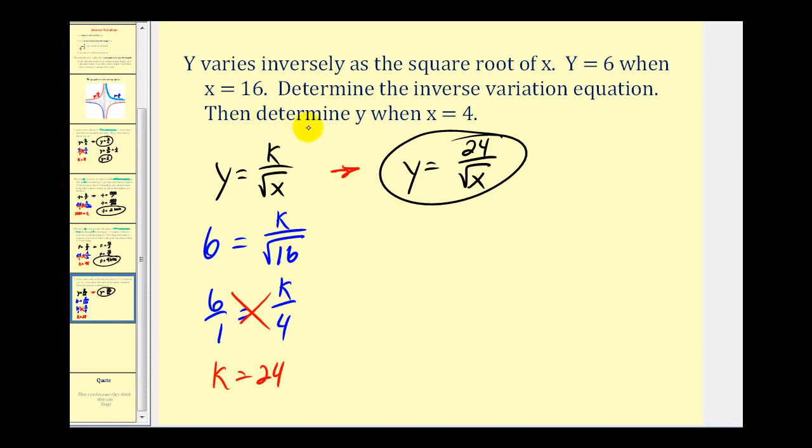And then lastly, we want to determine y when x equals 4. So again, we'll just perform substitution. y equals 24 divided by the square root of 4. That's 2. 24 divided by 2 is 12. So when x is 4, y would be 12.